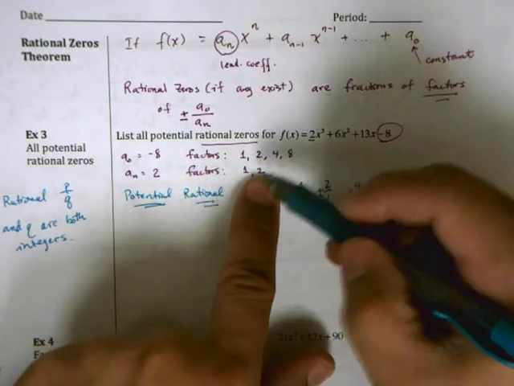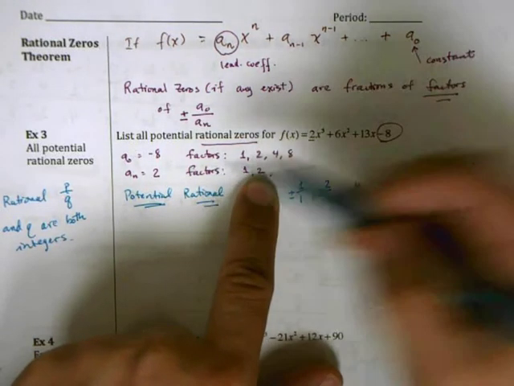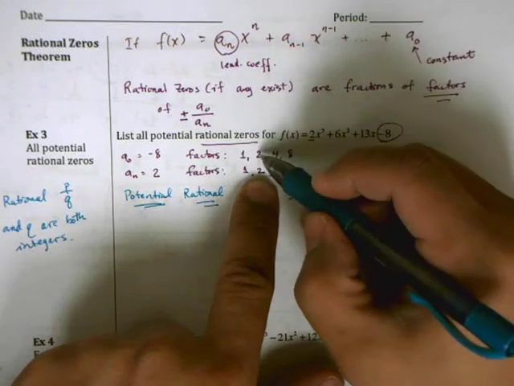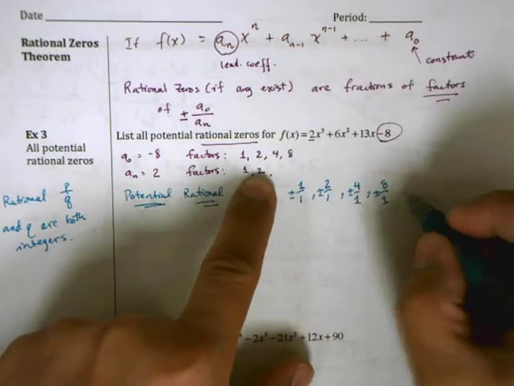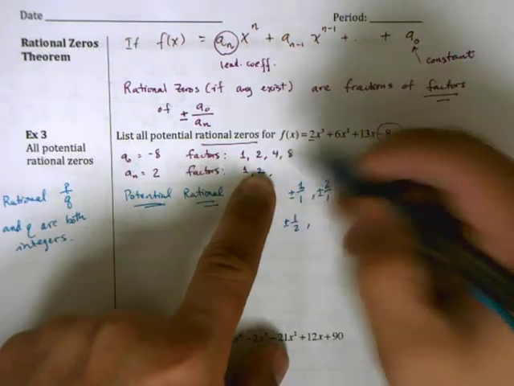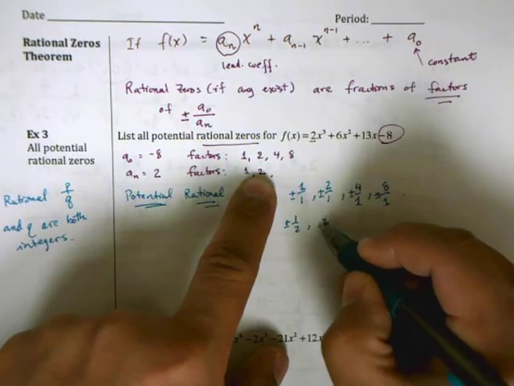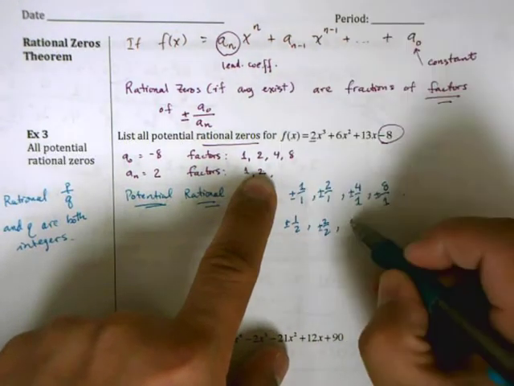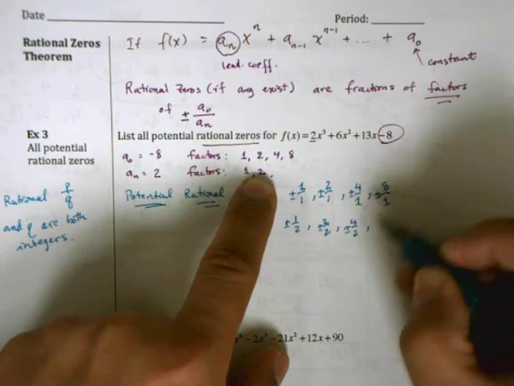Then we fix the next factor of the leading term. Now it could be 1 over 2, 2 over 2, 4 over 2, and 8 over 2.